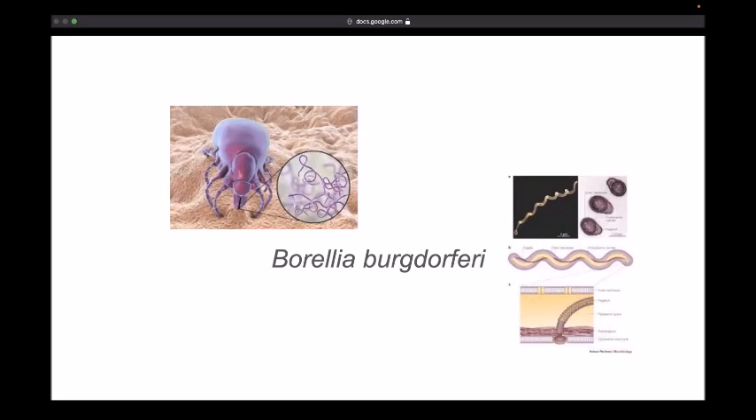It has a cell wall that consists of a plasma membrane, a peptidoglycan layer, and an outer membrane. They also have periplasmic flagella throughout the organism, which is where it gains its motility.